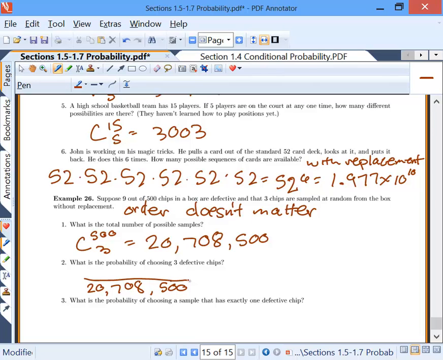So we're going to do the combination of 9 and 3. Okay, so to get 3 defective chips, there are 9 choose 3 ways that you can get your defective chips. Because we're not doing probabilities here of the first one's defective, the next one, and the next one. It's easier to just think, okay, how many ways can I get 3 defective chips out of my total number of samples? So it's 84 out of the 20,708,500.